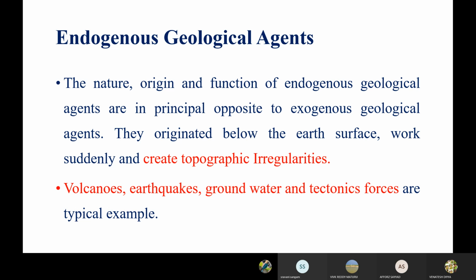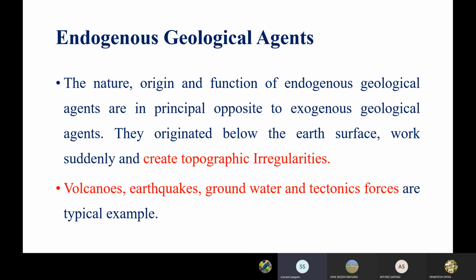Next, the second one is endogenous geological agents. The nature, origin, and function of endogenous geological agents are in principle opposite to exogenous geological agents. They originate below the Earth's surface, work suddenly, and create topographical irregularities. Here, endogenous geological agents are quite opposite to exogenous geological agents.